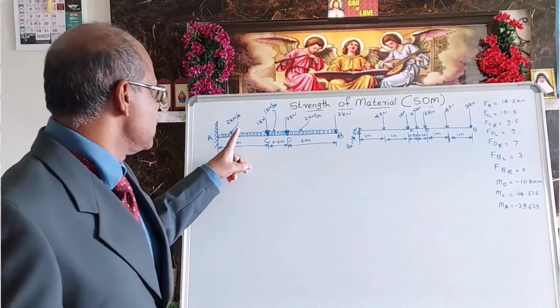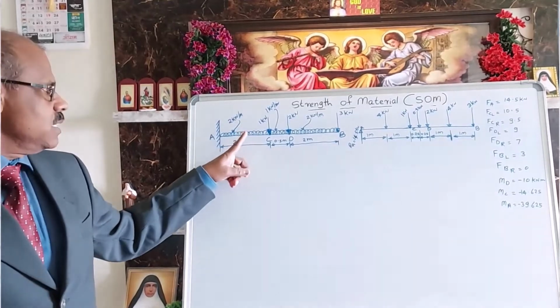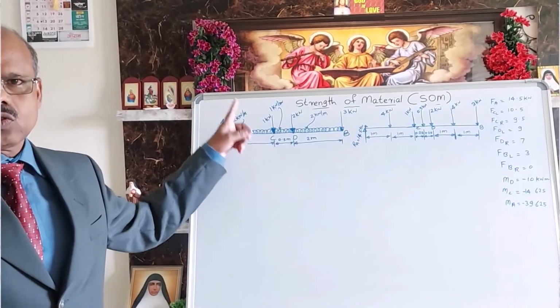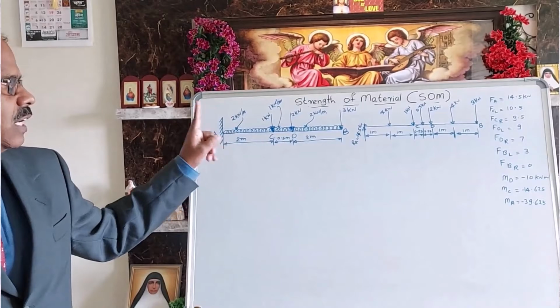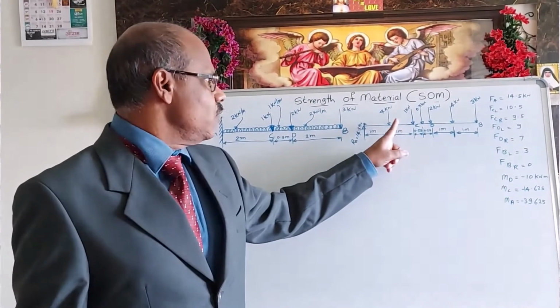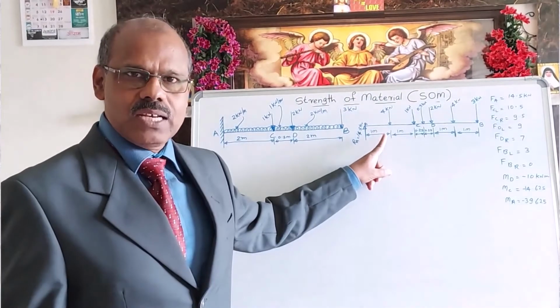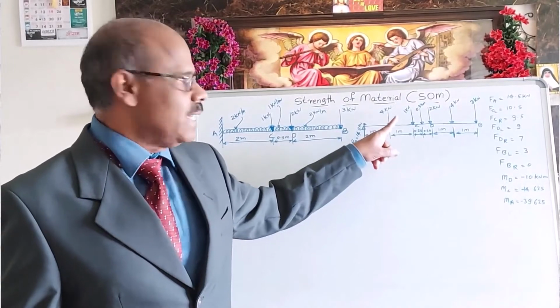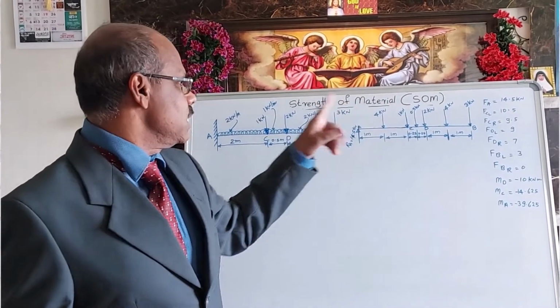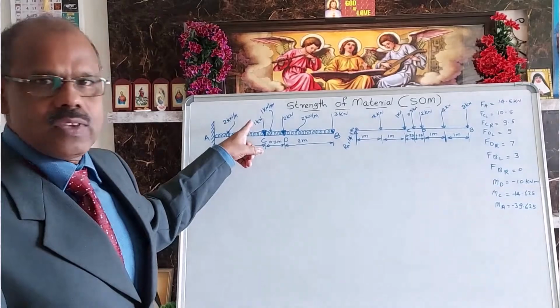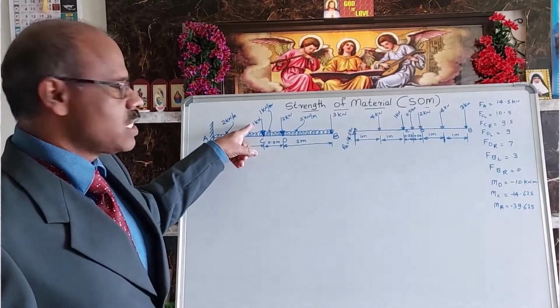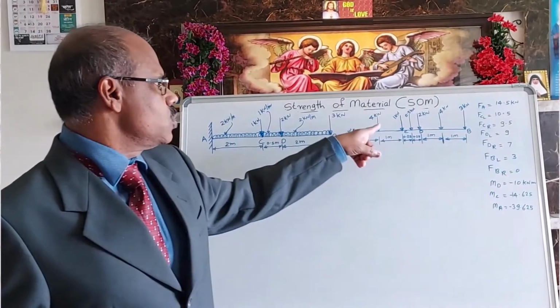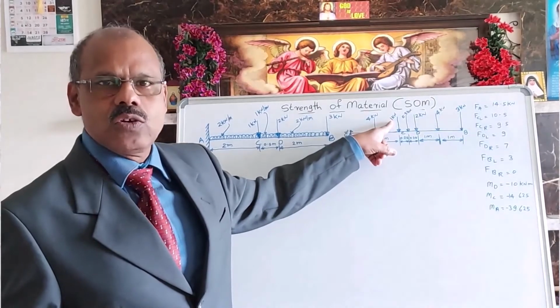See here, this is 2 kilonewton per meter spread for 2 meters. So 2 into 2 means 4 kilonewton. That 4 kilonewton will be acting at 1 meter from the left side, isn't it? So I have shown it here as 4 kilonewton. Thereafter we are having a concentrated load of 1 kilonewton, that I have also written here as 1 kilonewton.